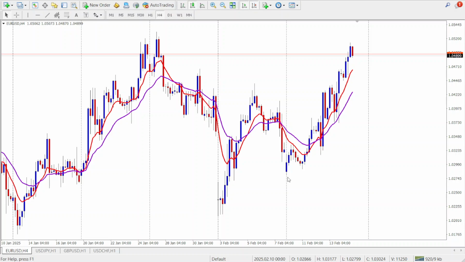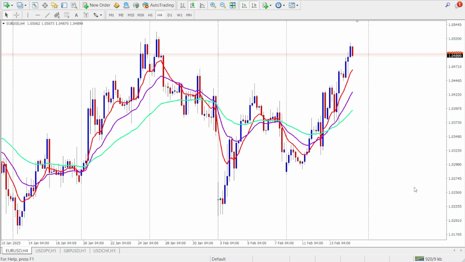And then our long-term moving average is the slow EMA. It defines overall trend direction and filters out market noise. So we're going to be using the 50-period EMA. Now, these moving averages work together to confirm trending conditions and potential trade setups.